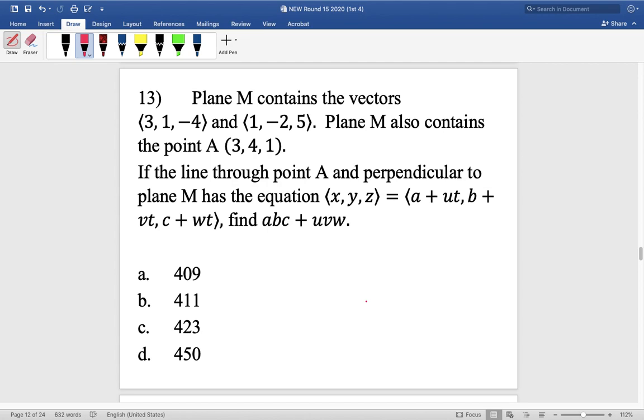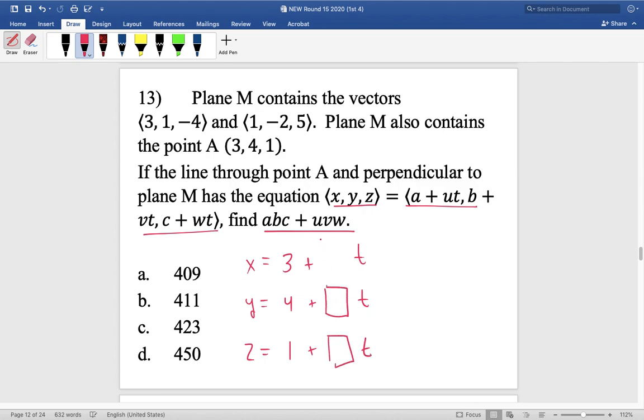Number 13, plane M contains these points, and plane M also contains the point 3, 4, 1. If the line passes through it, what is this value? Well, this is a parametric equation right here. It's telling you what's going on in the x, y, and the z for the a, b, and the c. And the x, y, and z can be written this way. And the starting point is this point right here. And then what we do is we need to add on a t value. So these are the numbers you're looking for here. You're looking for what you put in these t's to make it change.